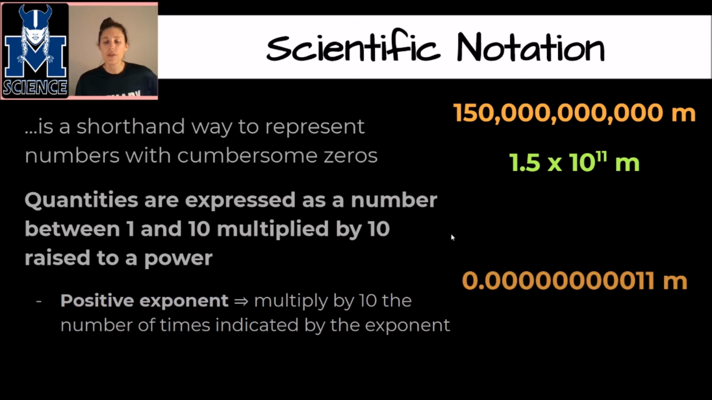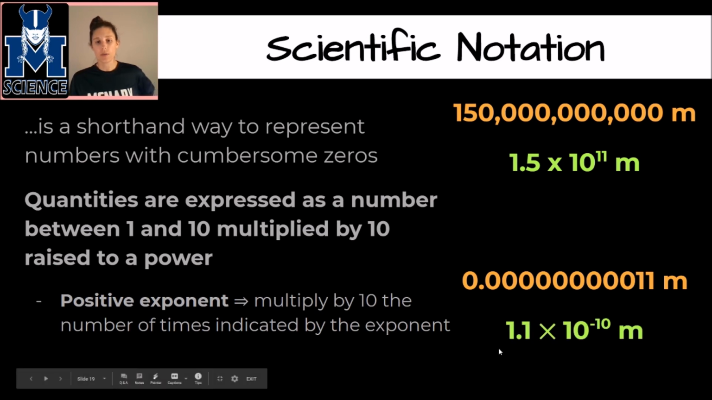Okay, but if you have a really tiny number, you're going to do something similar, except you're going to have to divide by 10 instead. So here I find my first non-zero number, that's a 1, and I put a decimal place right after it. So 1.1, and 1.1 I would have to divide by 10, 3, 6, 9, 10 times to get to this number here.